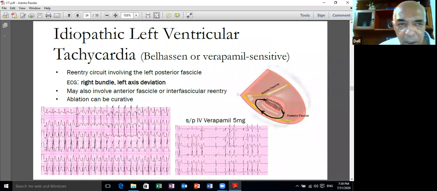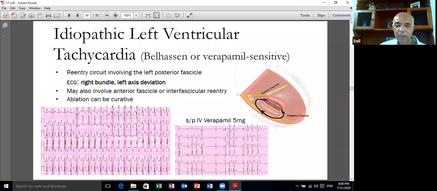Even more important but less frequent is the idiopathic left ventricular tachycardia, or Belhassen tachycardia. This is not adenosine sensitive, this is verapamil sensitive. I would call your attention that we do not use verapamil, particularly intravenous verapamil, in treatment of ventricular tachycardia because of the caution of having pre-excitation in these conditions. This is the only exception. So unless you are 100% sure of the diagnosis, don't give verapamil.